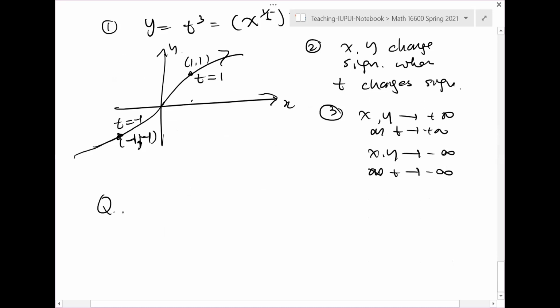All right, here's another question. We are given this parametric equation, and we are trying to sketch the graph.